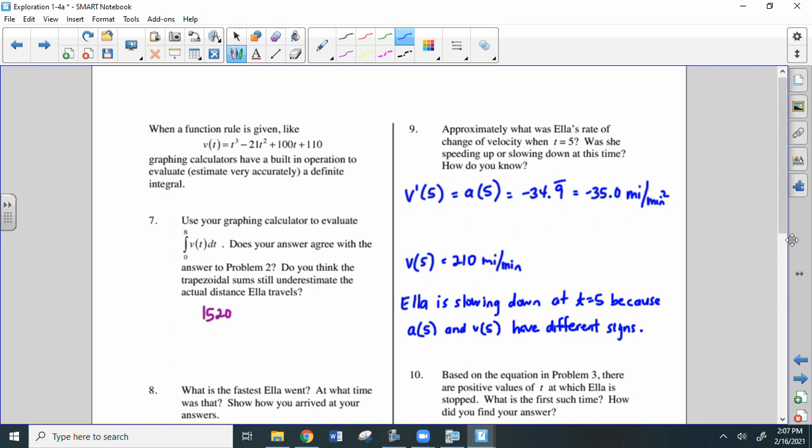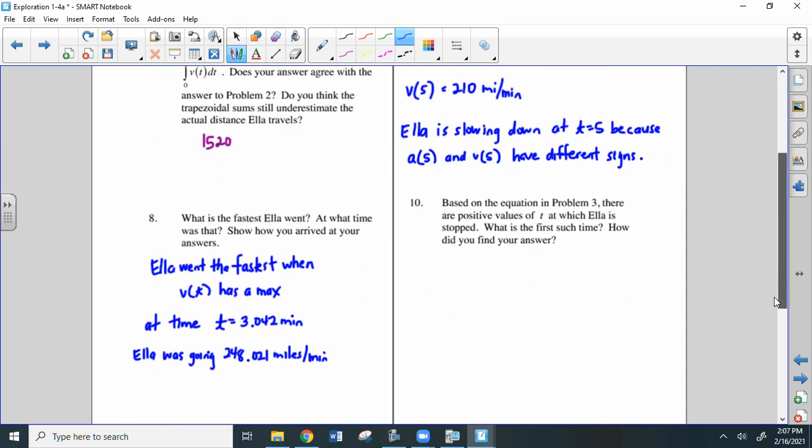All right, and then the last little question here says, based on the equation in problem 3, there are positive values of t at which Ella is stopped. What is the first such time? How did you find your answer? So we're literally using the v of t equation, not the starting graph. It says, based on that equation, there are positive values of t at which Ella is stopped. Okay? What is the first such time, and how did you find your answer?